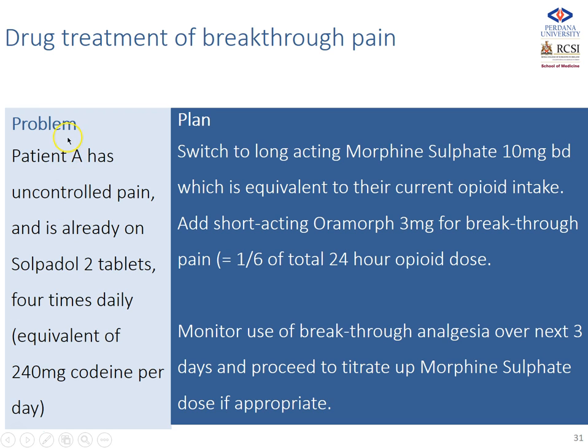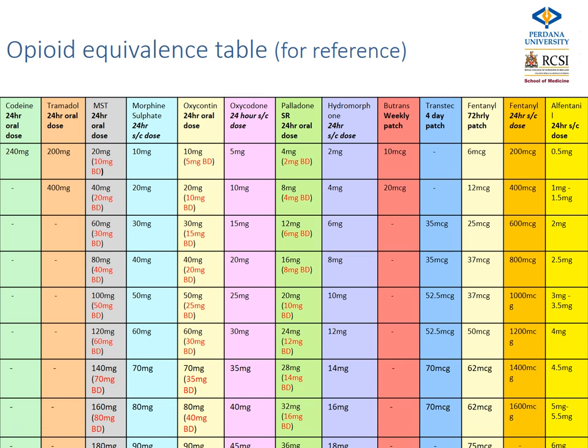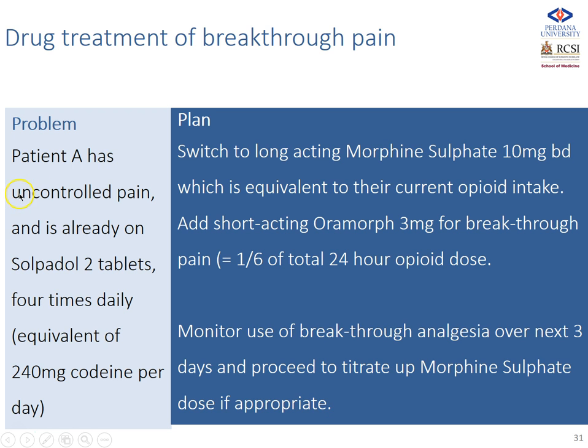So let's look at an example. This is a patient who has uncontrolled pain and is already on Solpadol at a total daily dose of 240 milligrams of codeine per day. If I just go back, you'll see the equivalent dose of long-acting morphine for that of 240 milligrams is 20 milligrams, which is 10 milligrams twice daily. So you switch this patient to morphine sulfate 10 milligrams BD. This is the long-acting form, sometimes called morphine sulfate continuous or controlled release.